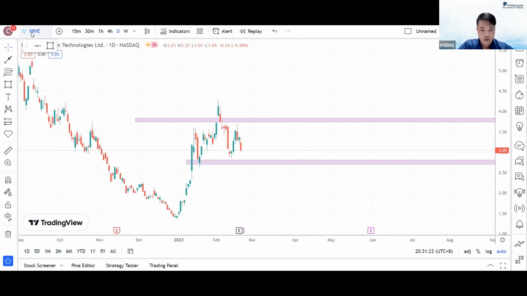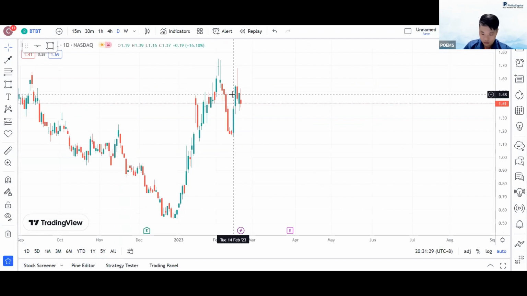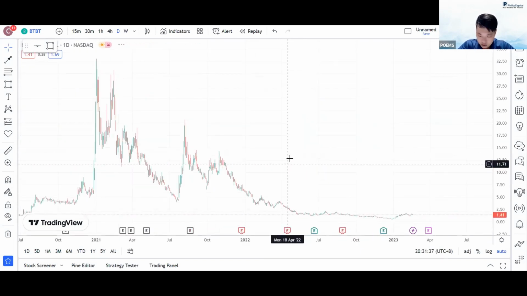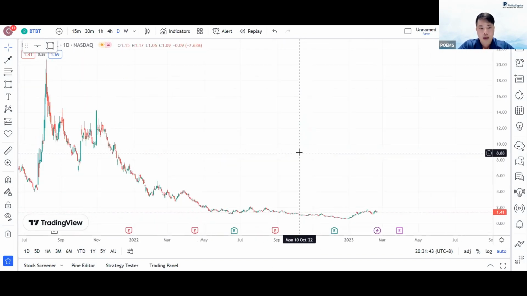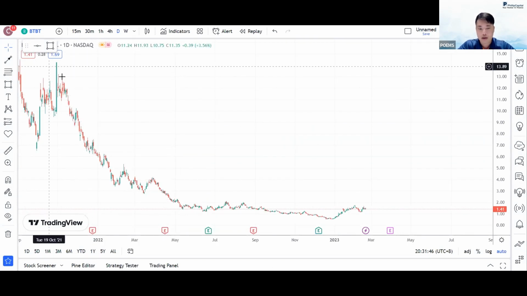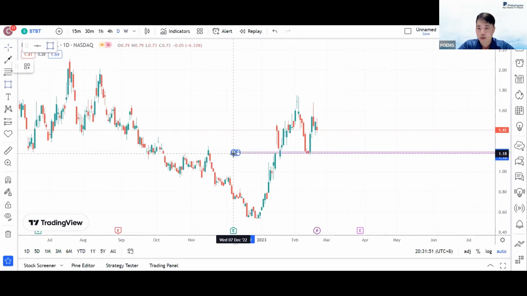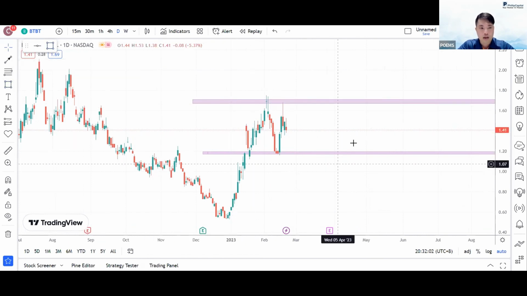Then after that, the last one will be BTPT. Okay, it's basically the same. You realize for Mara, Hive and BTPT, they all have the same market structure, same market movement. Again, strong bearish, and again range bound. Immediate support will be around 1.1 to 1.2, and immediate resistance will be around 1.6 to 1.7. So just know that BTPT is currently range bound.